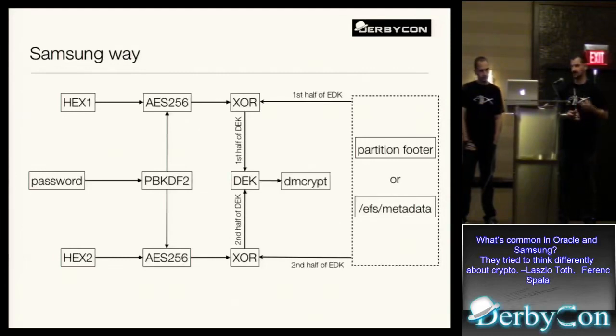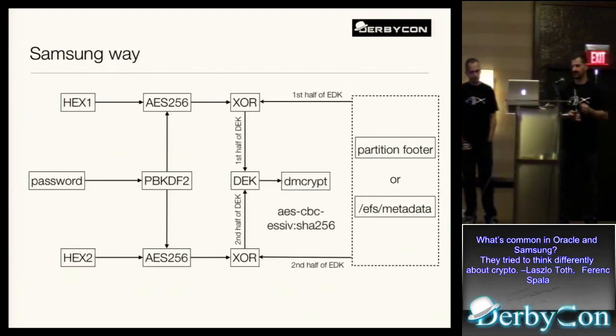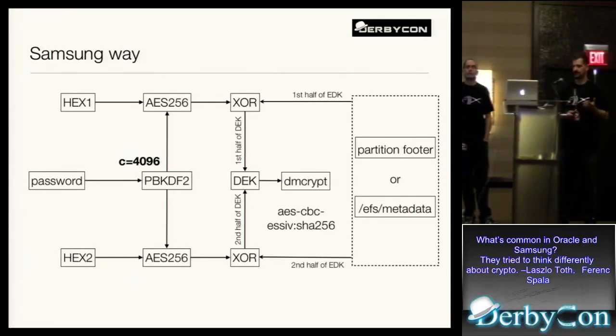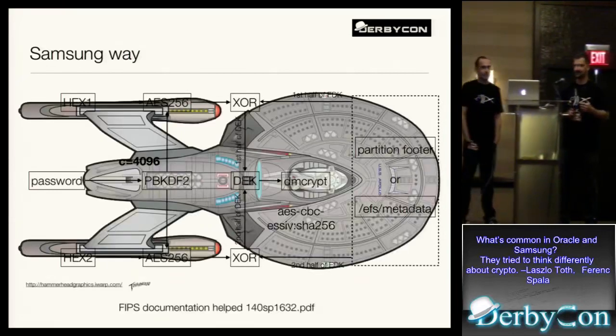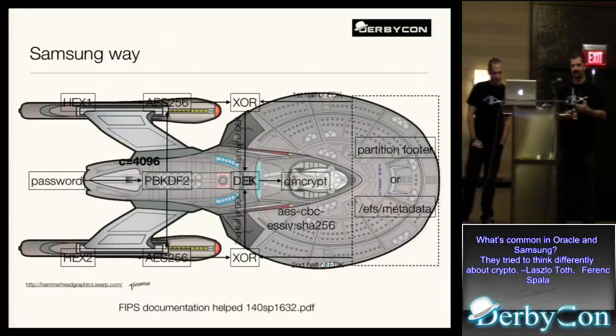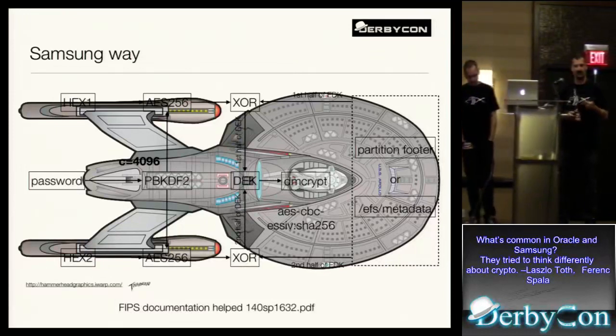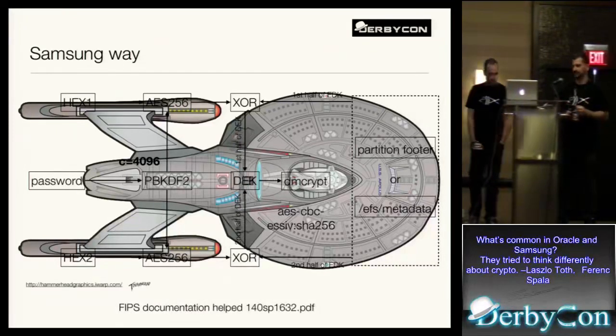Samsung also uses DMCrypt with AES CBC, and the key derivation uses 4000 cycles with SHA-256. Remember the Desert Eagle; this one is also easy to remember because it looks like a Star Trek ship. Captain Kirk. Yeah. Anyway, the missing documentation was a problem, and I had to debug a lot of ARM code to get an idea about the details.